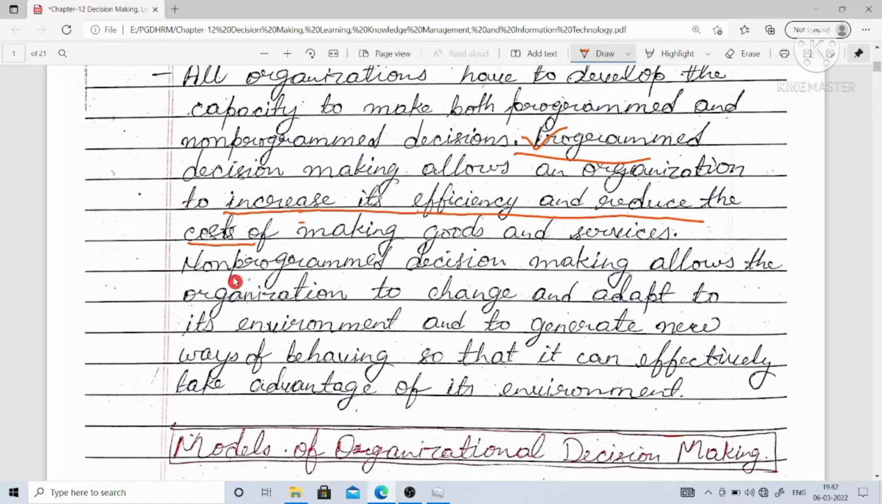And what is the importance of non-programmed decision making? It allows the organization to change and adapt to its environment. Because whenever the environment changes, the organization will have to adapt accordingly. And for adaptation to a new organizational environment, the organization will have to make decisions. Those types of decisions come under non-programmed decision making.